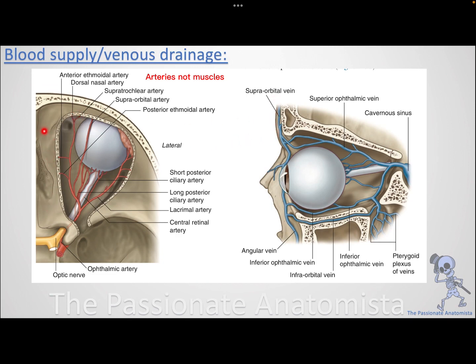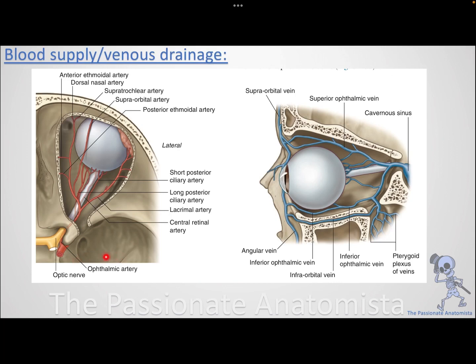And we have branches to the nose side, anterior and posterior ethmoidal and dorsal nasal, also from there. So you have branches here, you have branches going there, you have branches to the eyeball itself, short and long ciliary. And then you have the central retinal and the lacrimal. They will go to the retina and the lacrimal gland. Okay, so if you just remember them by groups, it's going to be very much easy to know.